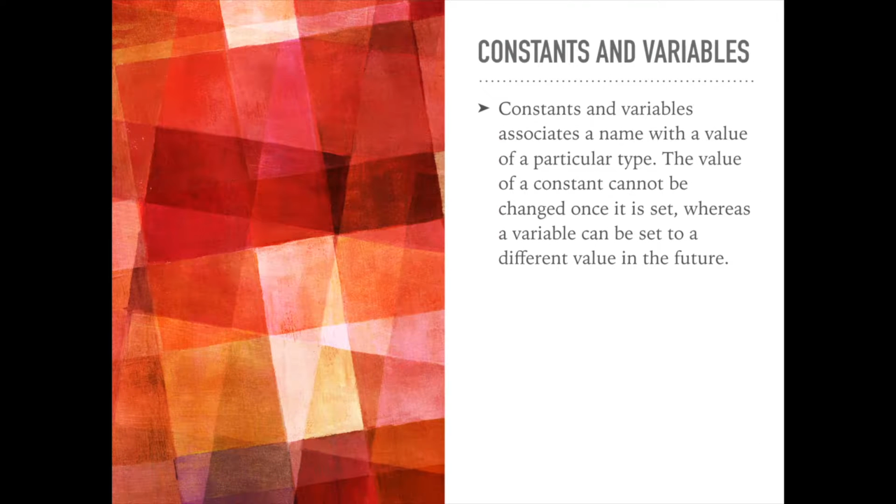As a quick note, constants and variables associate a name with a value of a particular type. The value of a constant cannot be changed once it is set, whereas a variable can be set to a different value in the future.